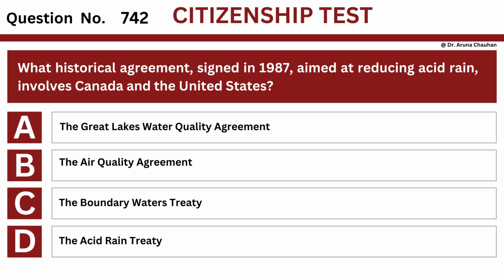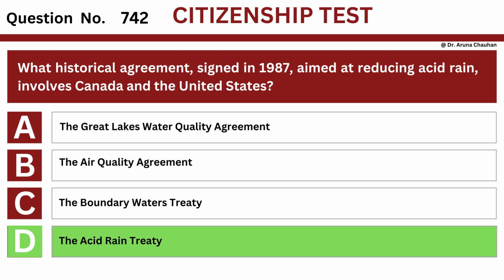Question number 742. Question: What historical agreement, signed in 1987, aimed at reducing acid rain, involves Canada and the United States? Option A: the Great Lakes Water Quality Agreement. Option B: the Air Quality Agreement. Option C: the Boundary Waters Treaty. Option D: the Acid Rain Treaty. The answer is option D: the Acid Rain Treaty.